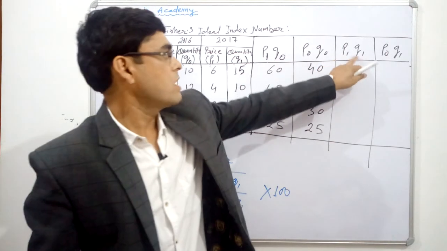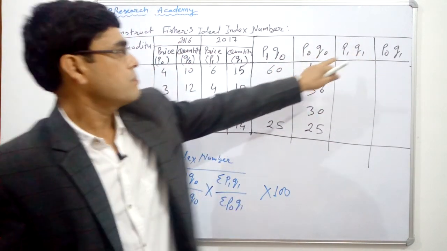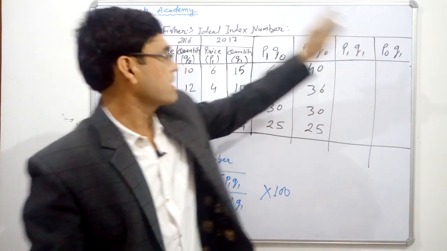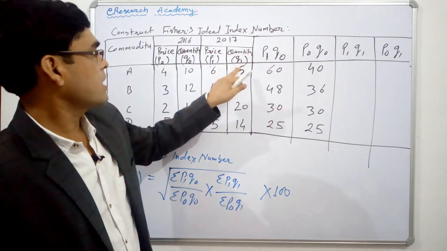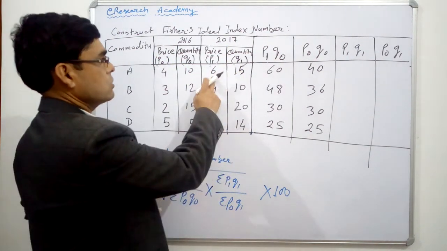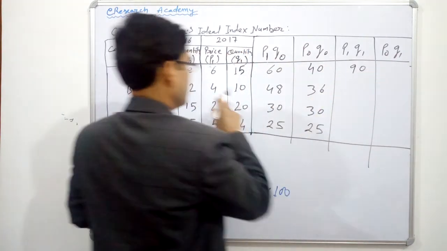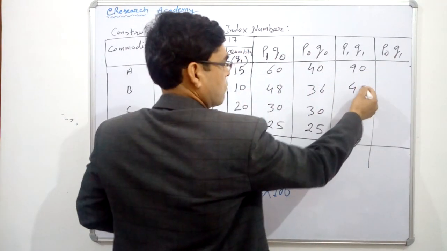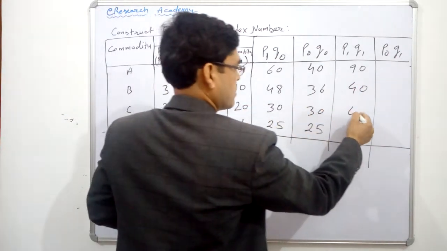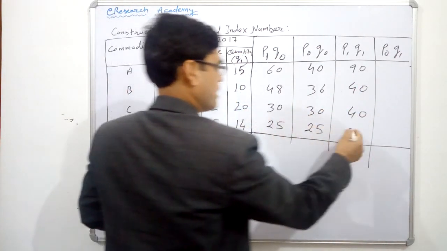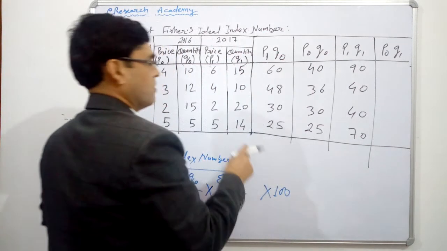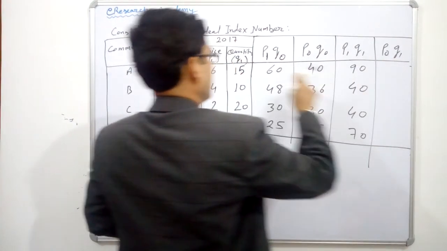Then P1 Q1 means price for the current year into quantity for the current year. This is the price for the current year, this is the quantity for the current year, so this column into this column. 6 into 15 is 90. 4 into 10 is 40. 2 into 20 is 40. 14 into 5 is 70.